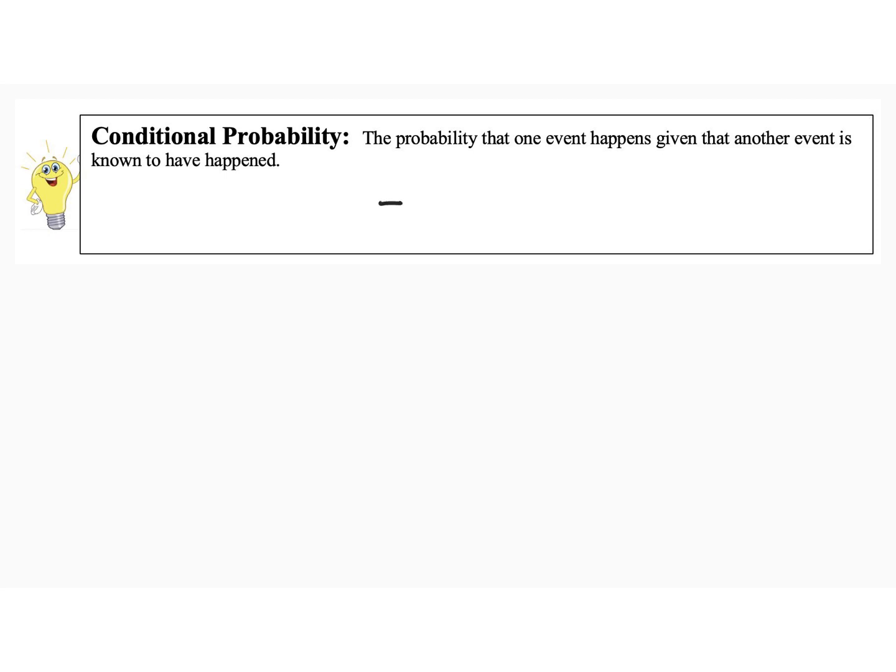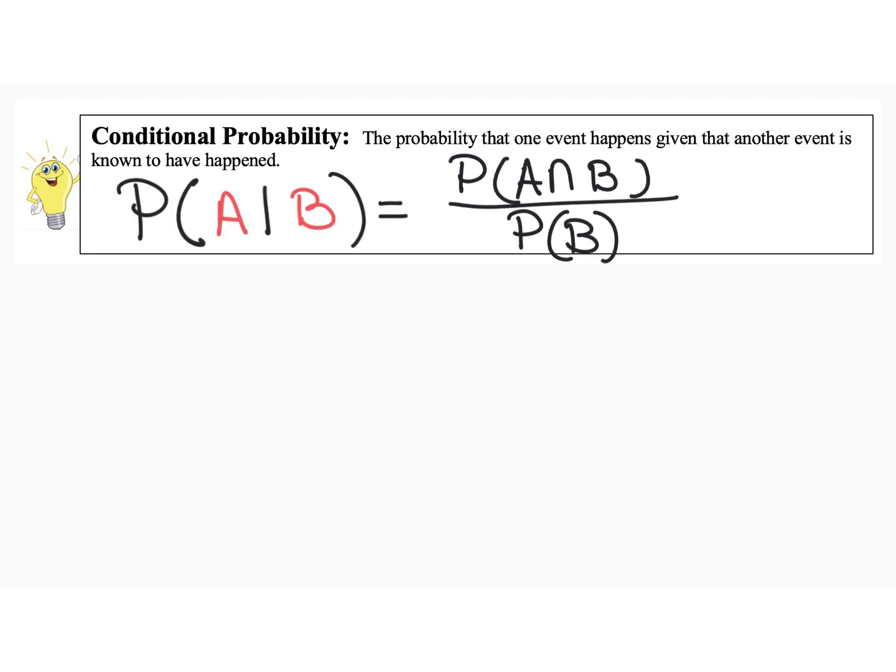I would encourage you to pull out your AP formula sheet and find this formula on your formula sheet. It's equal to the probability that both events occur, or the intersection of the two, divided by the probability of the given that has already occurred, so the second one. I am giving you the formula, but in most scenarios, I just think through the process. It means you're restricting the probability to just this certain group.